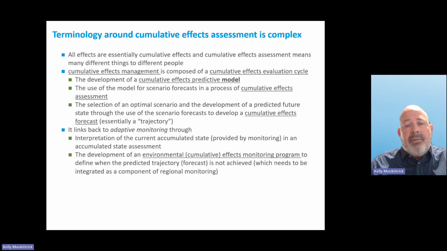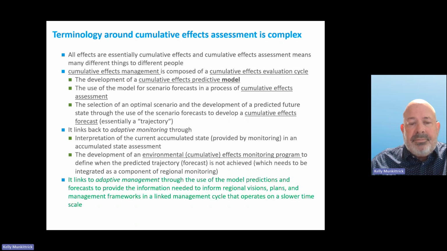It links back to adaptive monitoring through the interpretation of the current accumulated state in an accumulated state assessment, and the development of an environmental effects monitoring program to define when the predicted forecast is not achieved. And it links to adaptive management through the use of model predictions and forecasts to provide the information needed to inform regional vision plans and management frameworks in a linked management cycle. It operates on a slower time scale.